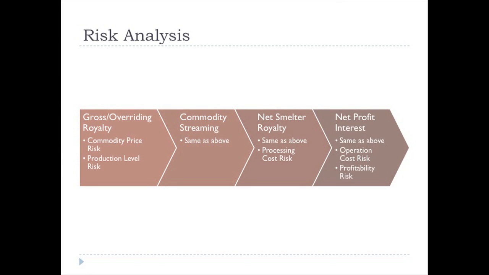What are the risks you're looking at? For an overriding royalty or commodity streaming, you have 2 main risks. One is the production level. The more they produce, the more you make. The higher the commodity price, the more you make. As you get to the net smelter royalty, you have a processing cost risk. If it suddenly costs more to transport your ore, then you make less compared to an overriding royalty. A net profit interest, you have many more risks. You have an operational cost risk. If your budget is overrun, then you lose money.